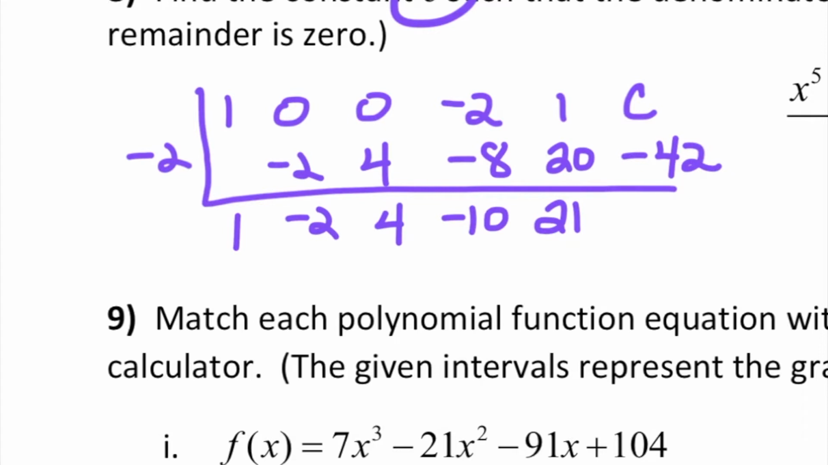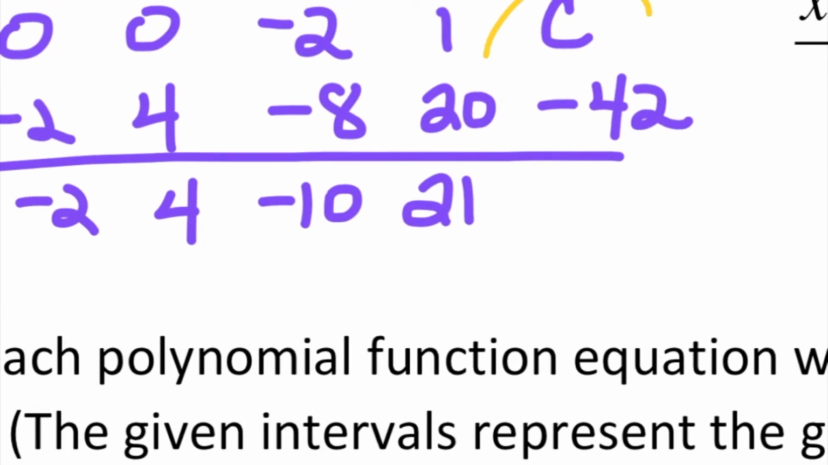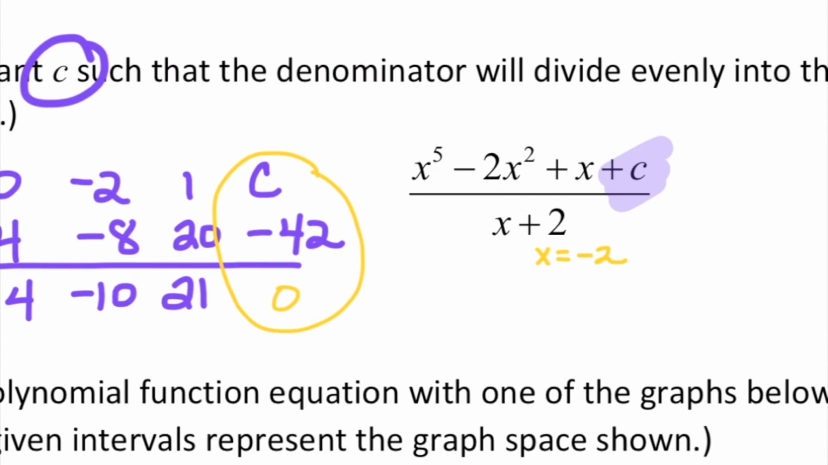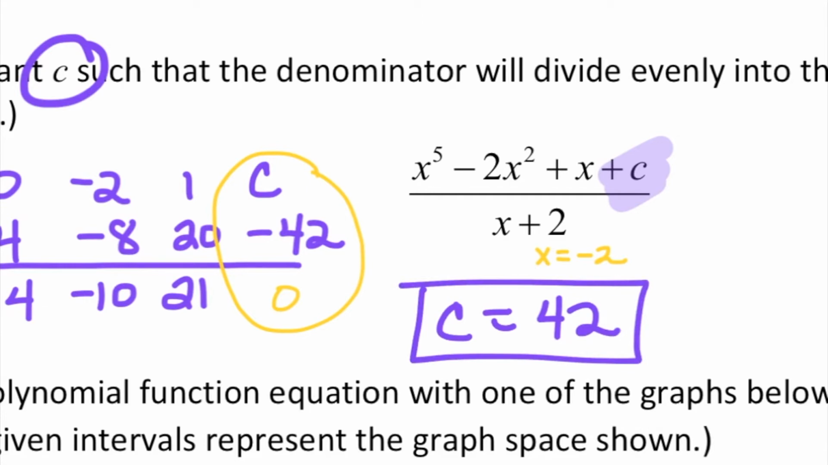And this is where you want to really look closely. What should C be to make your final outcome 0? Well, you want C to be equal to positive 42. So your answer here is positive 42.